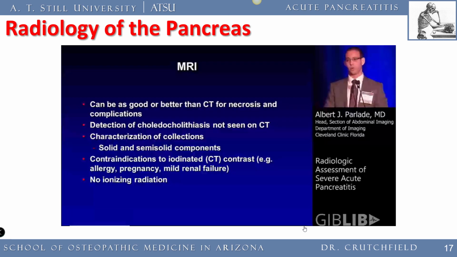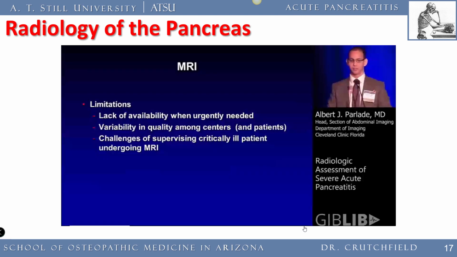It's especially useful when patients have a contraindication to iodinated contrast material. If they have an allergy, if they're pregnant, or if they have mild renal failure, an MRI is definitely a good alternative for those patients. And it doesn't have ionizing radiation, so it's something to really consider in young patients or in patients that have had multiple CT scans in the past.